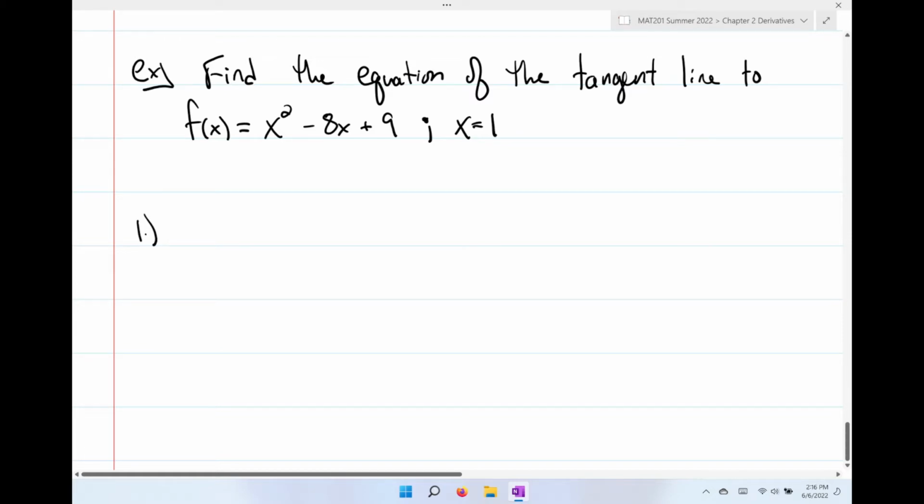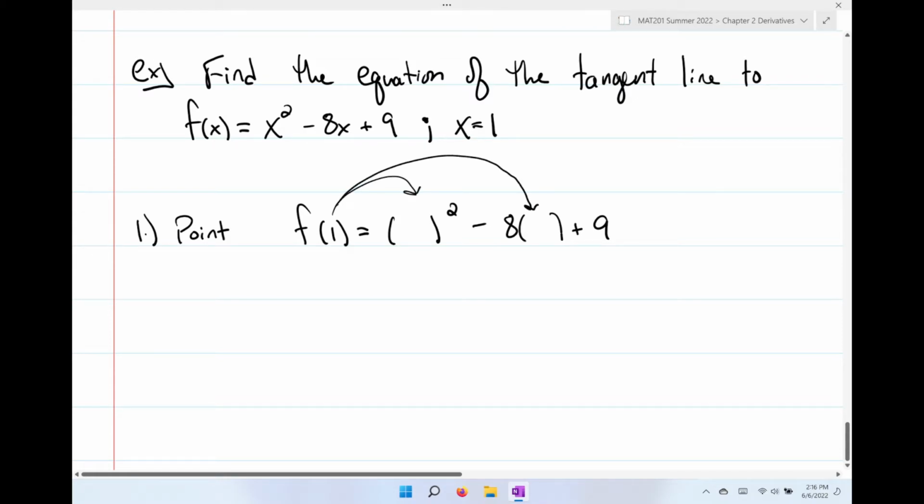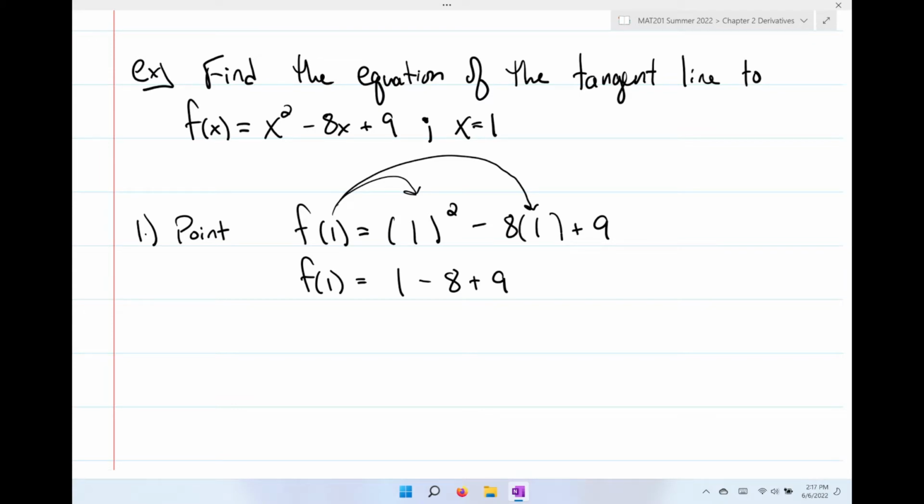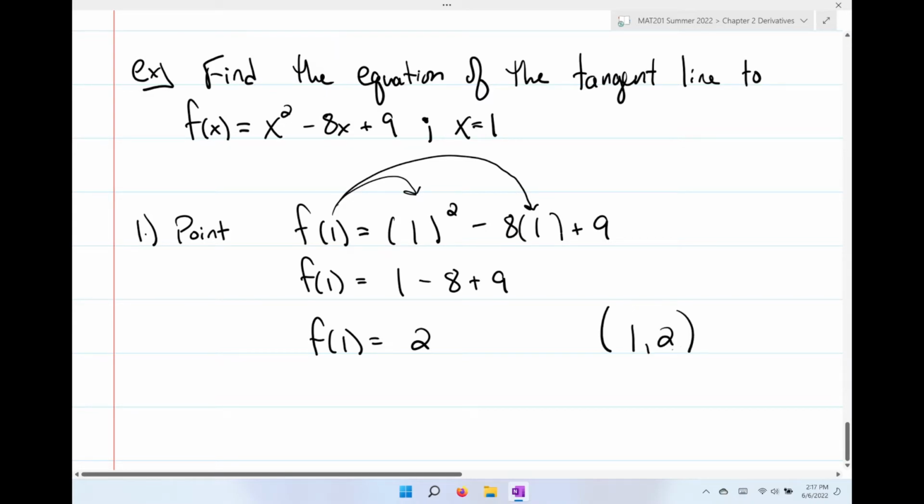Number 1, let's go ahead and find our point. So all we have to do here is just evaluate f of 1. Wherever I see an x, I'm going to put parentheses first. Then I'm going to go ahead and make my substitutions. Substitute a 1 and a 1. That gives me f of 1 equals 1 minus 8 plus 9. And when you simplify that, 1 minus 8 plus 9 is 2. So our point is 1 comma 2. All right.